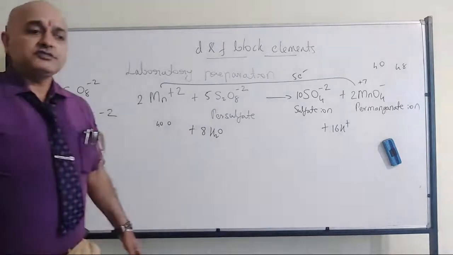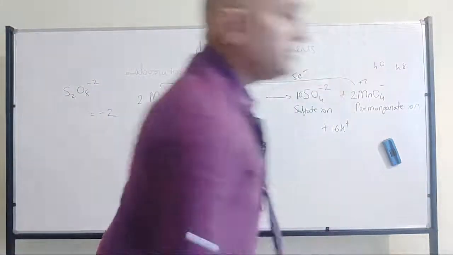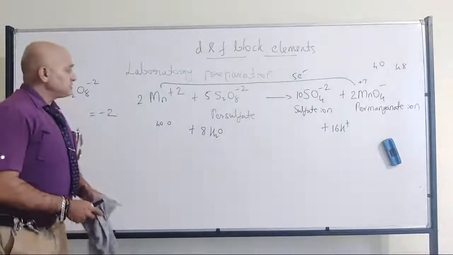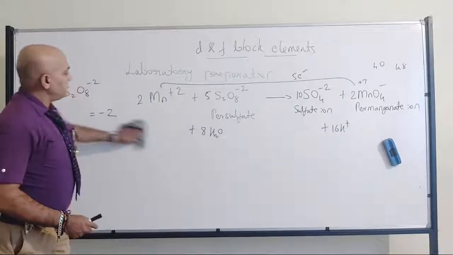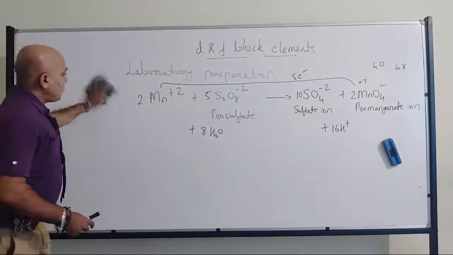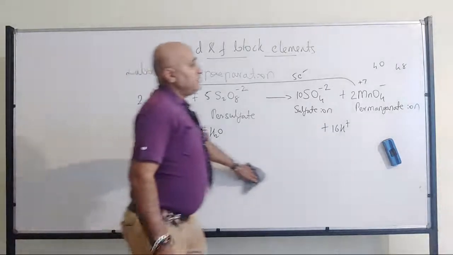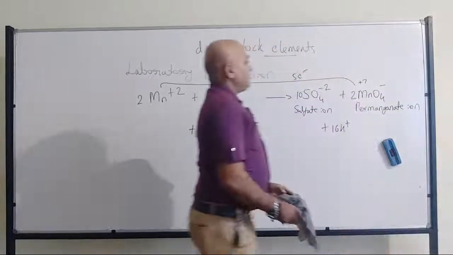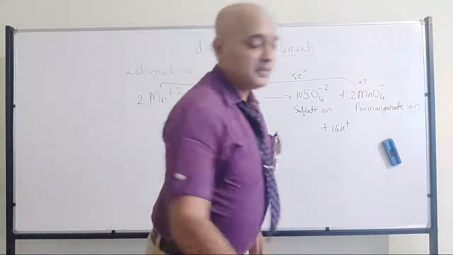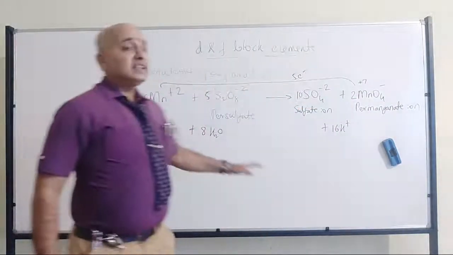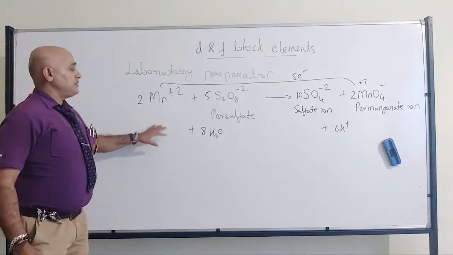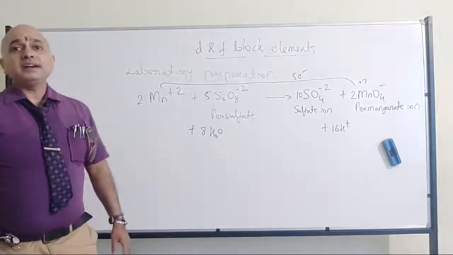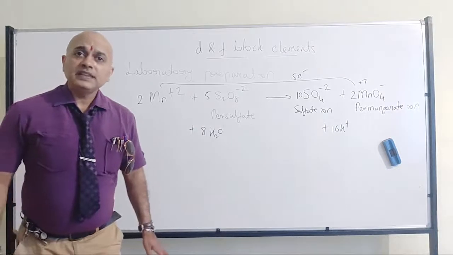All of you have understood this one? Any doubt? By using the redox method, half reaction method or oxidation number method, we can balance the equation. So this is where we have the laboratory preparation of potassium permanganate. All of you have understood? Any doubt?